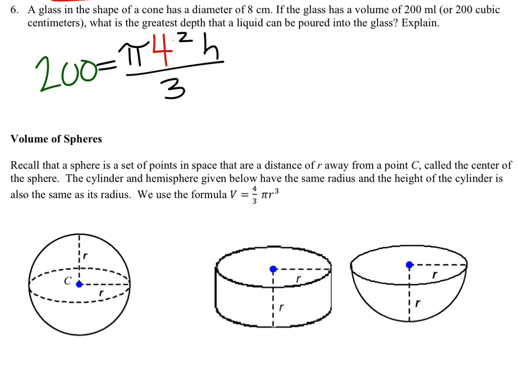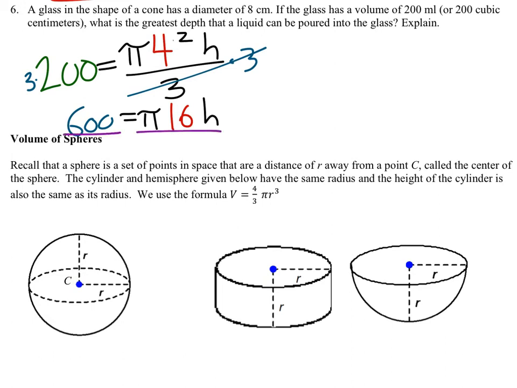Alright, so once again, we need to get rid of that divide by 3, so multiply both sides by 3, these cancel, and I got 600, and I'm going to square that 4, which is 16, and that'll be multiplied by the height. So, to solve this for the height, I'm going to divide both sides by pi times 16. Again, I would put this into parentheses, because these cancel out, I'm left with just the height. 11.9 centimeters. Done.